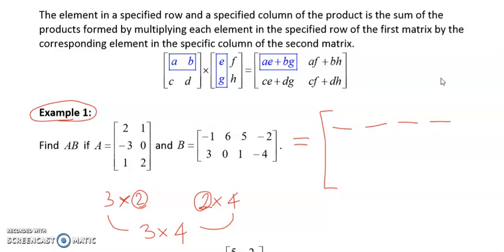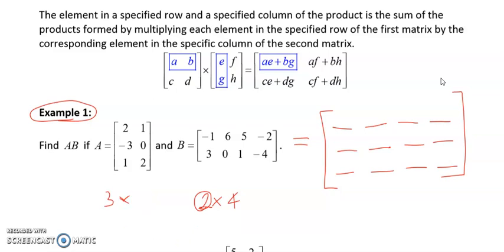So there you go. 1, 2, 3, 4. 1, 2, 3, 4. Now look carefully at that matrix. It definitely has 3 rows and it definitely has 4 columns. All right. So that's how big your answer is going to be. Notice it's not even the same size as the two matrices that you're multiplying. Kind of weird, but that's the way it works.